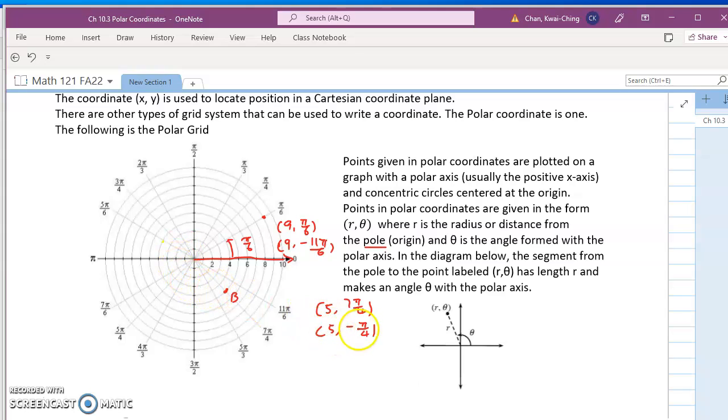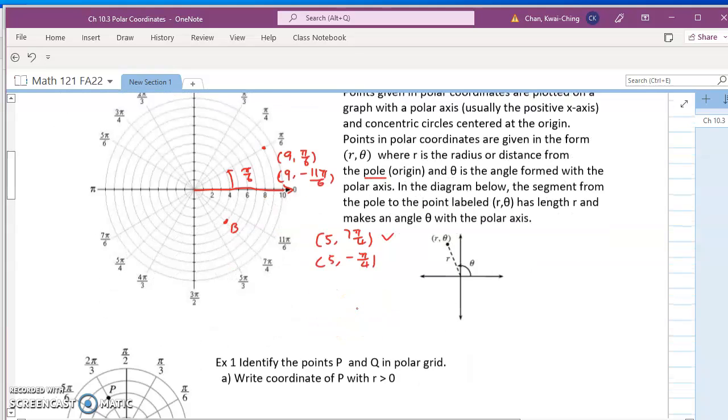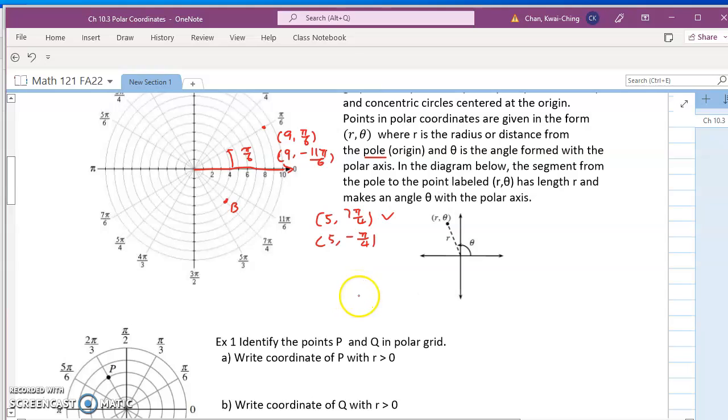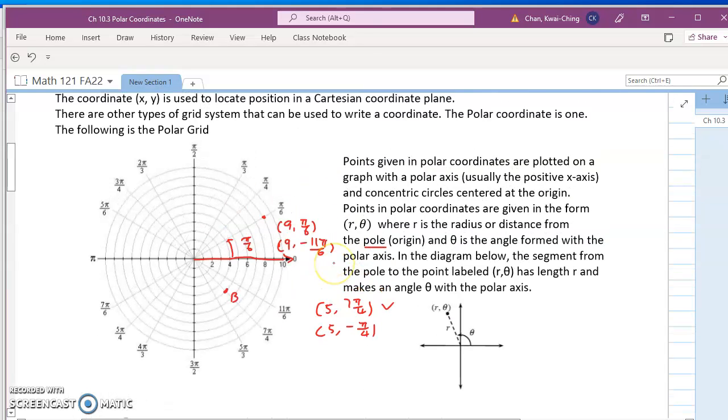Or I can say 5, negative pi over 4. Of course, having both the R and the angle positive is more common, but they're actually the same point. Another thing that is interesting is that other than the angle being positive or negative, the radius can be negative also. So what happens if it's a negative radius?